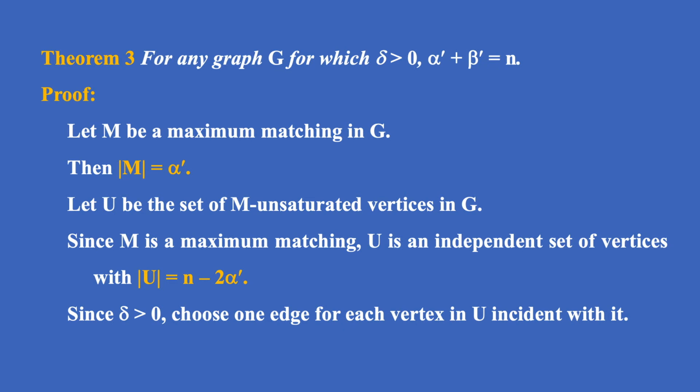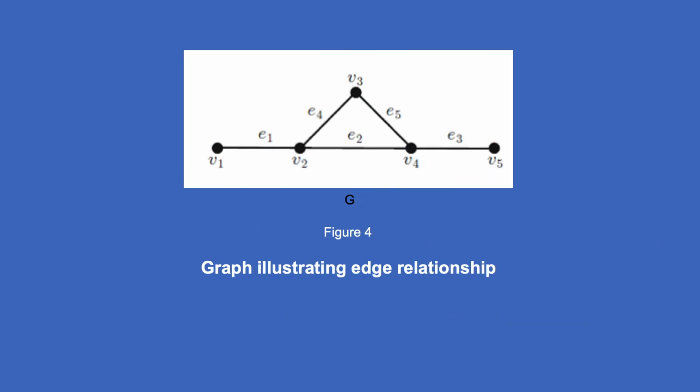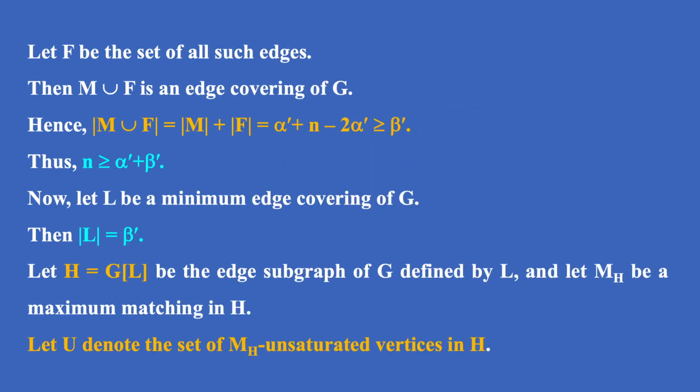Let M be a maximum matching in G, then the cardinality of M is equal to alpha dashed. Let U be the set of M-unsaturated vertices in G. Since M is a maximum matching, U is an independent set of vertices with cardinality of U equal to n minus 2 alpha dashed. Since delta is greater than 0, choose one edge incident with each vertex in U. You will see a graph on the screen. That graph illustrates the edge relationship. Let F be the set of all such edges, then M union F is an edge covering of G.